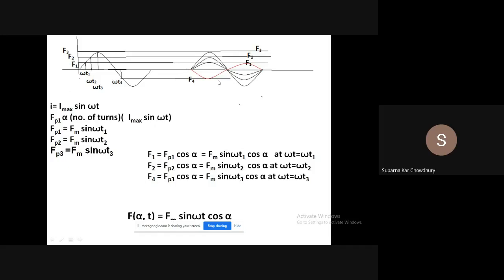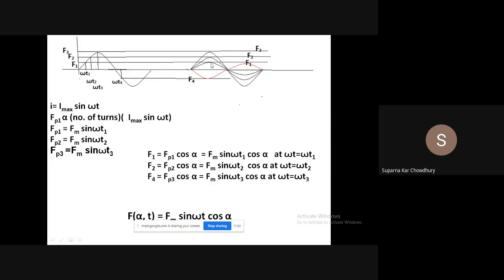So at time t1, this will be the MMF. At time t2, when current is I max sine omega t2, then this will be the MMF. Current value changes, so MMF will change. At t3, when the current is peak, the MMF will also be maximum. So as the current changes, it will become negative.